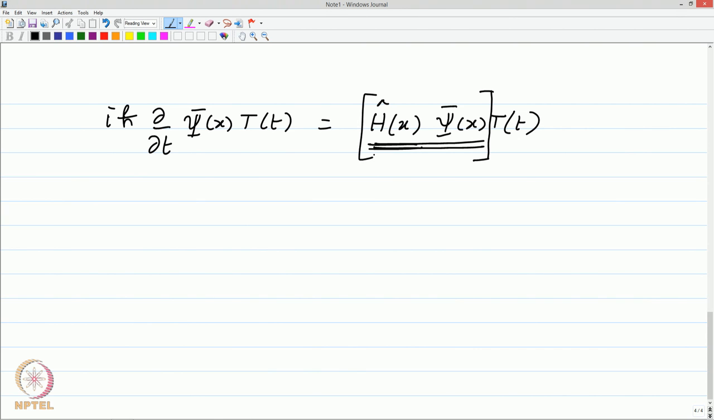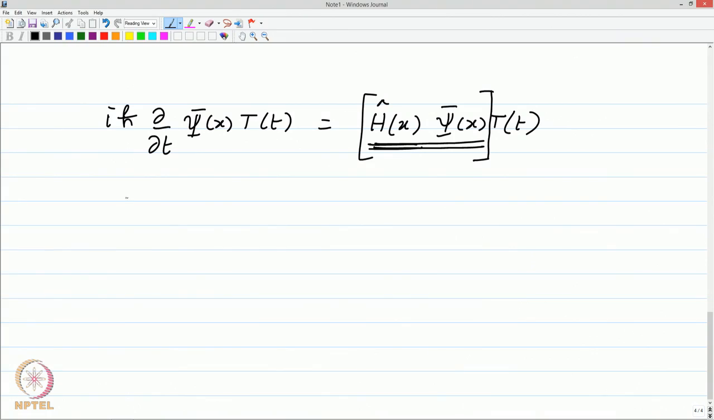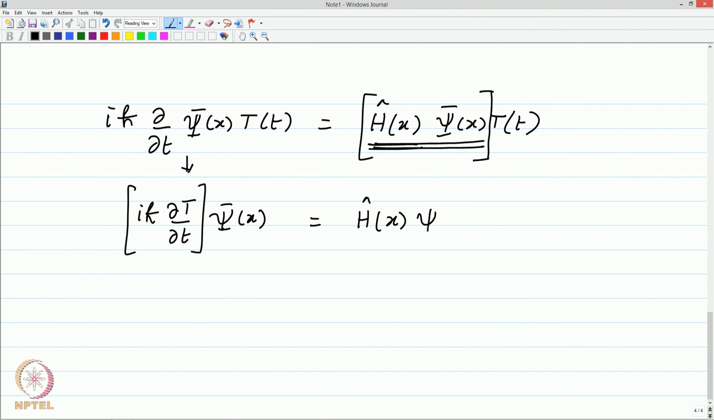Therefore, this can be written like that, because the Hamiltonian does not have any derivatives or any terms which are a function of t. That is what I said when the Hamiltonian is time independent. Now, here it is a partial derivative with respect to time, therefore it is only going to act on the functions which contain time as the variable. Therefore, this will also be written as iħ ψ(x) ∂T(t)/∂t. Okay. Therefore, this is equal to Ĥ(x) ψ(x) T(t).